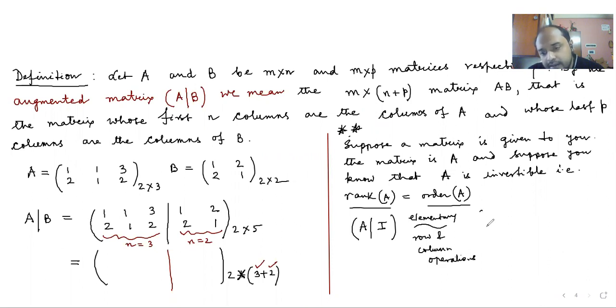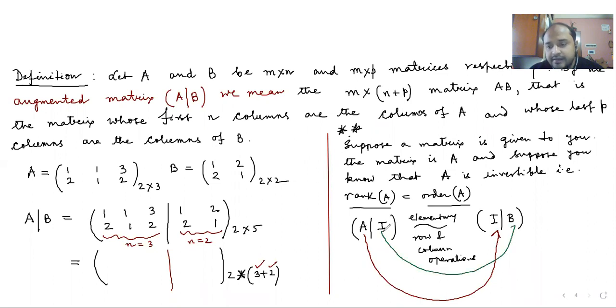and try to find an augmented matrix of this form. So actually by this, if we can transform the matrix A into the matrix I, and if we can transform the matrix I into the matrix B, in that case we say that A is the inverse of B and vice versa.